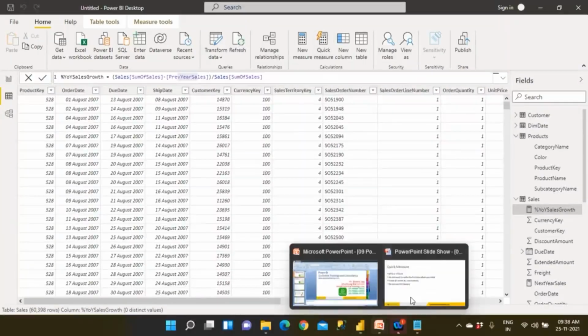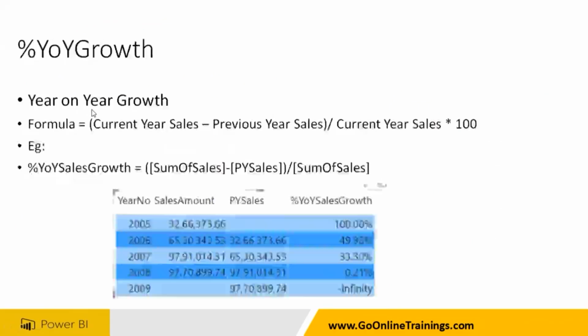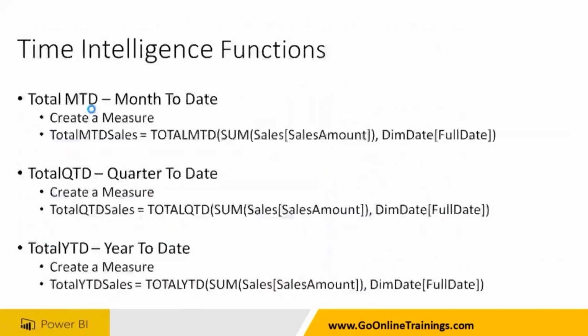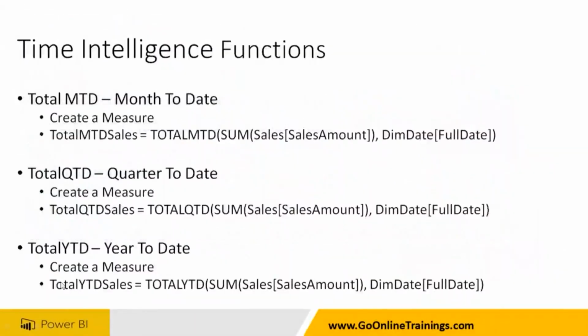if you wanted to get a month to date or YTD, what function do we need to use? You should know. For example, if I want to perform MTD, what are the things I should know? I should know I have to use TOTALMTD. I have to give sales amount. I have to give full date, and you have to know the complete syntax. So why are you doing everything on your own? You don't do it. You ask Power BI to do that. So that is when quick measure comes in.